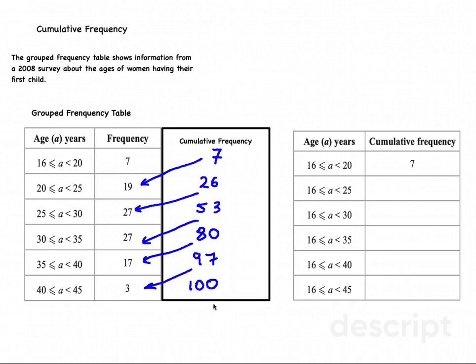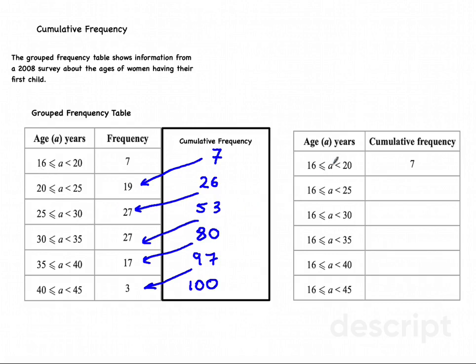Now notice, this final cumulative frequency can be a check. It should be the total of all frequencies, and sometimes that number will be given at the description of the data. Now, this table isn't quite right. This table might suggest that 53 women had their first child between 25 and 30. Well, that isn't true. Those 53 women had their first child between the ages of 16 and 30.